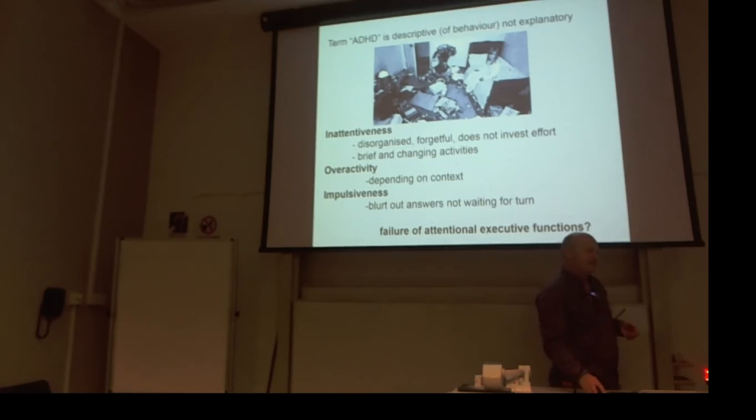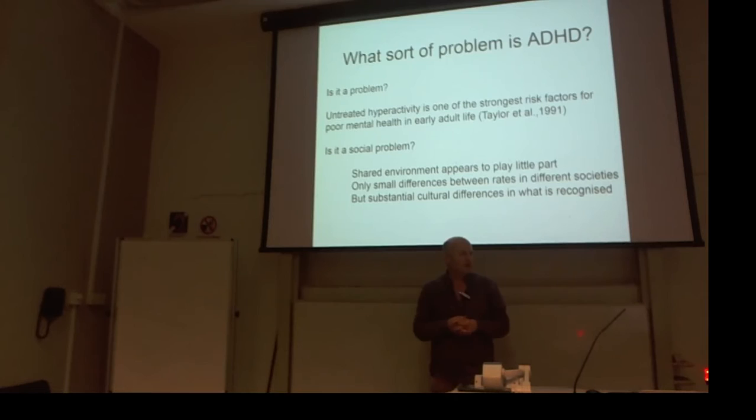So, is it a problem? Well, it's one of the strongest risk factors for poor mental health in early adult life. It's also a very strong predictor of criminal activity later on. Is it a social problem?